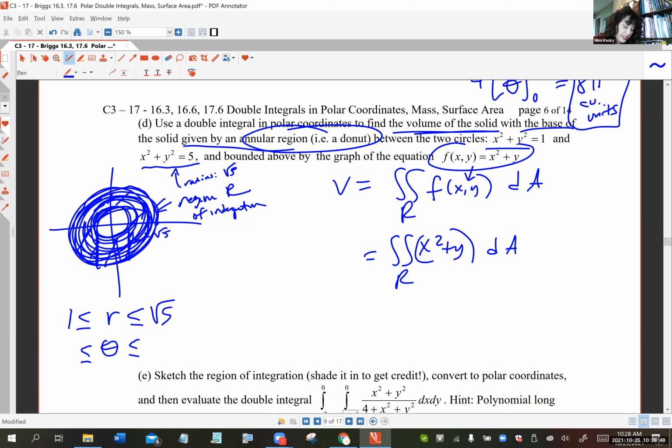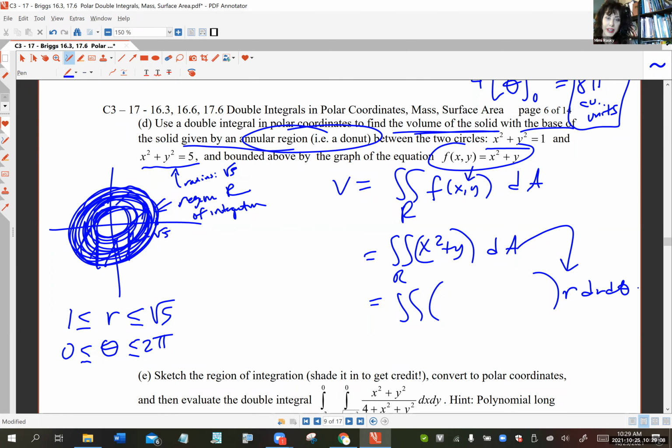And since we're looking at the entire donut, we have an entire revolution, 0 to 2 pi for theta. Okay, so what does that mean? That means we can start iterating our double integral here. So we're going to have a double integral, and the area element for polar is r dr d theta. Theta is going from 0 to 2 pi, and r is going from 1 to square root of 5. Now, we've got to convert the x squared plus y to polar.